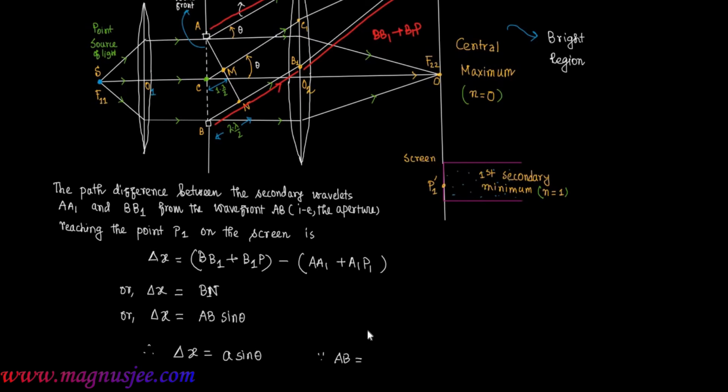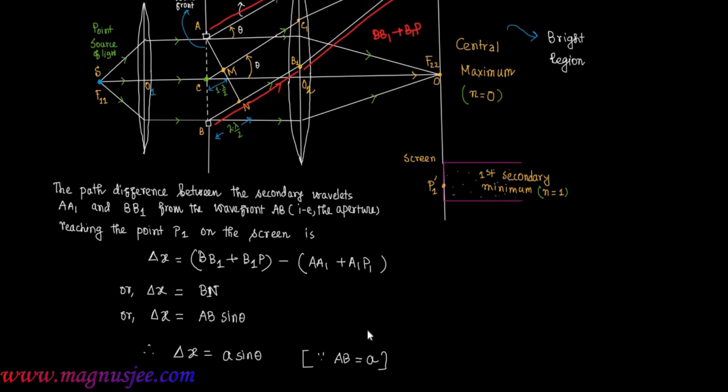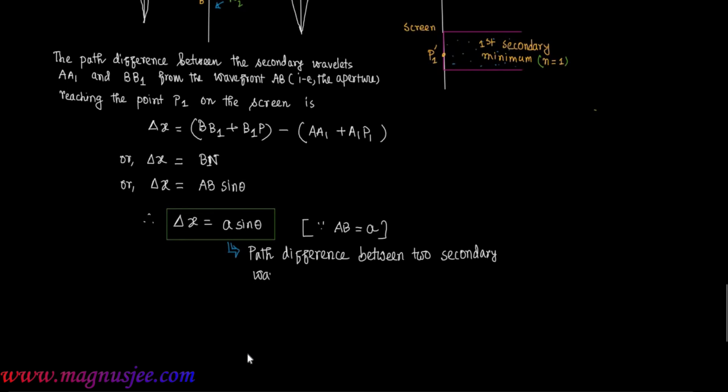Therefore delta x is equal to small a sine theta, such that the width of the aperture AB is equal to small a. Delta x is equal to a sine theta. That is the path difference between the secondary wavelets diffracted from the sharp corners of the aperture AB.